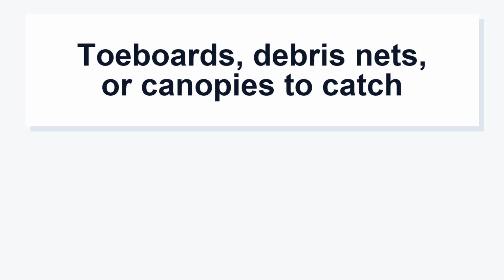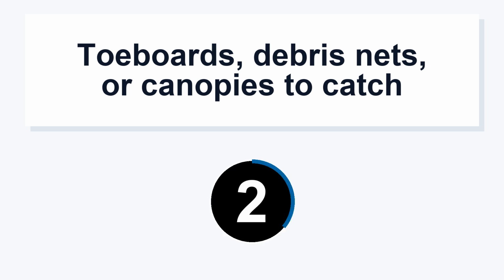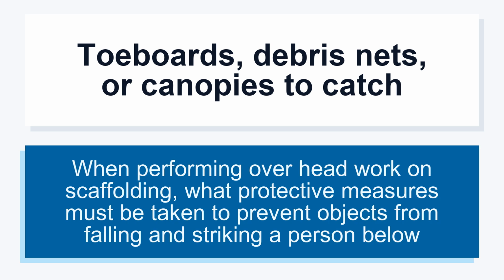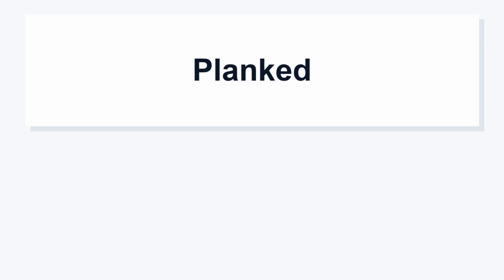Toe boards, debris nets, or canopies to catch falling objects. When performing overhead work on scaffolding, what protective measures must be taken to prevent objects from falling and striking a person below? Planked.